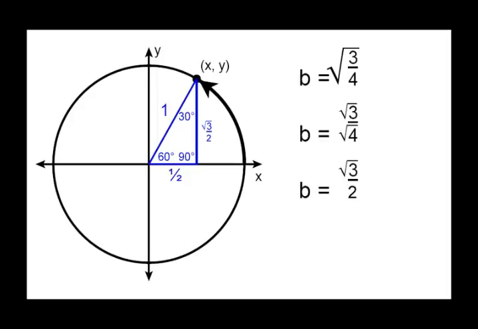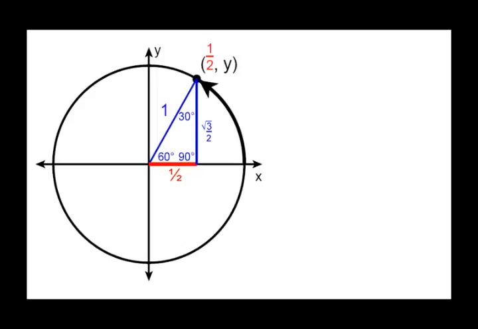So the length of side A is 1/2, and that's the x value of our point on the circle. The length of side B is radical 3 over 2, and that's the y value of our point on the circle. So our point on the circle is 1/2, radical 3 over 2.